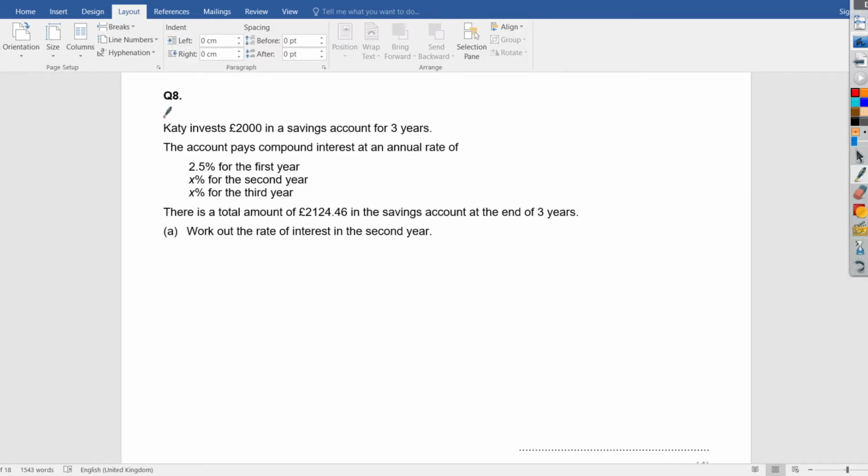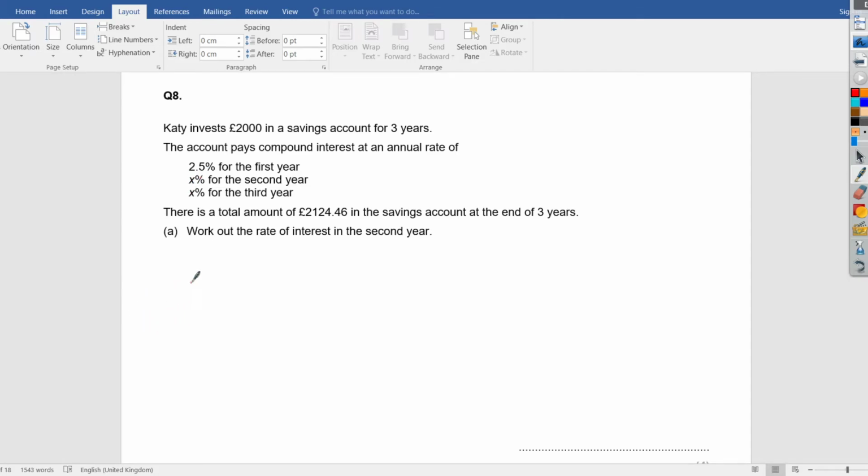Katie invests £2,000 in a savings account for 3 years. The account pays compound interest at an annual rate of 2.5% for the first year, X percent for the second year, and X percent for the third year. There is a total amount of £2,124.46 in the savings account at the end of 3 years. Work out the rate of interest in the second year. So these two rates of interest are the same.